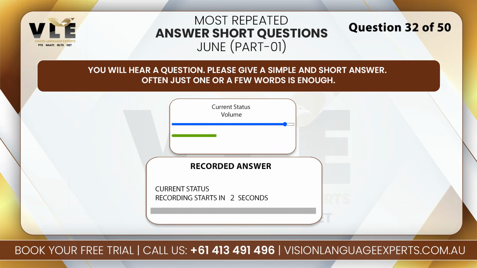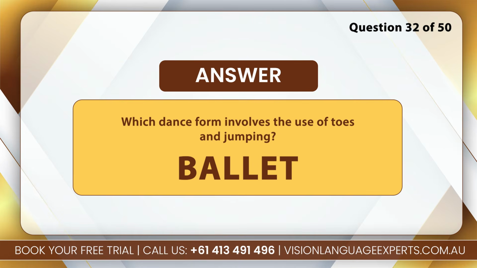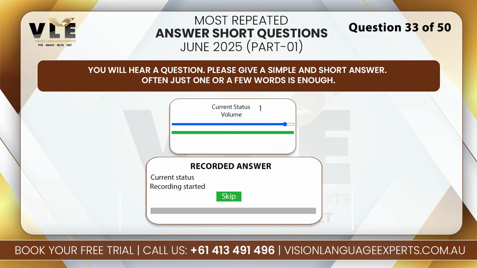Which dance form involves the use of toes and jumping? Ballet.